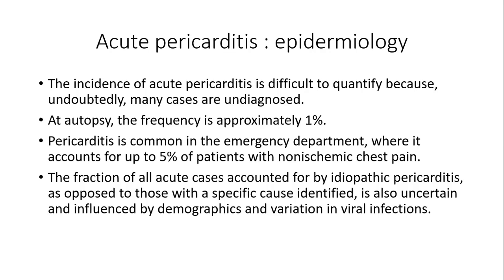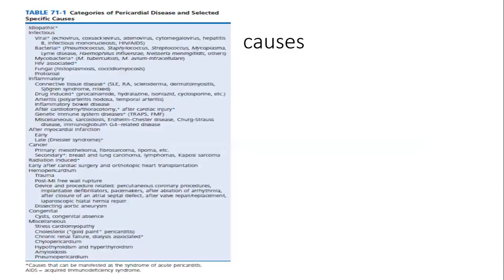And then the fraction of all acute cases accounted for by idiopathic compared to those with specific cause is also uncertain, and is basically influenced by the demographic and the variation in viral infection. Okay, so these are a number of causes of acute pericarditis, usually idiopathic, and it could be infectious. And then under the infectious group, we have the virus, and a number of them are listed there.